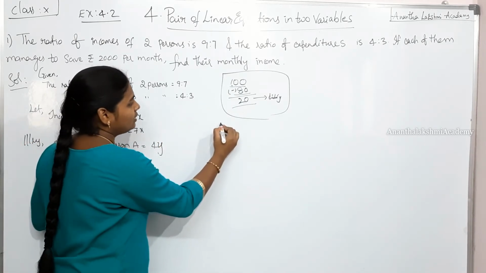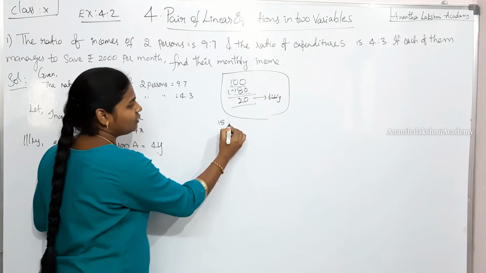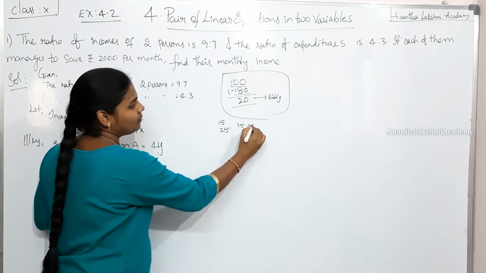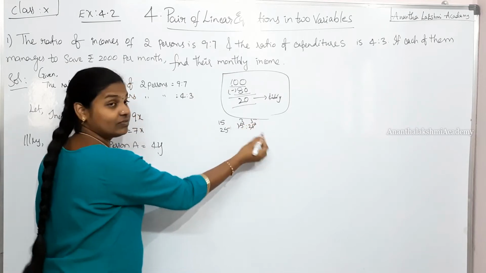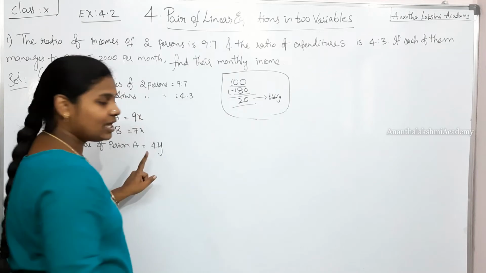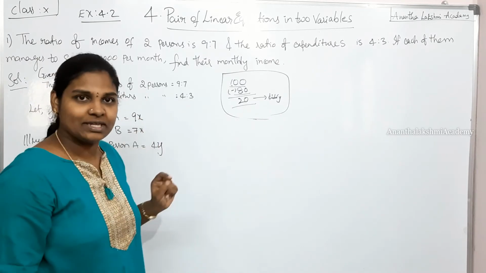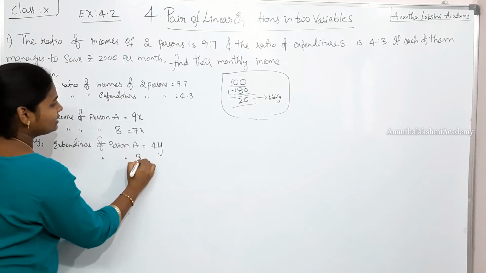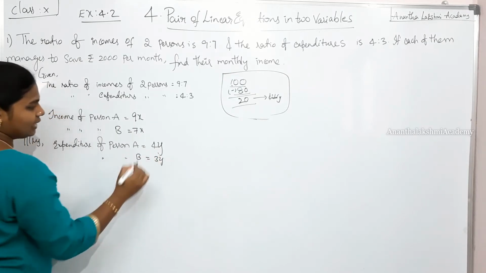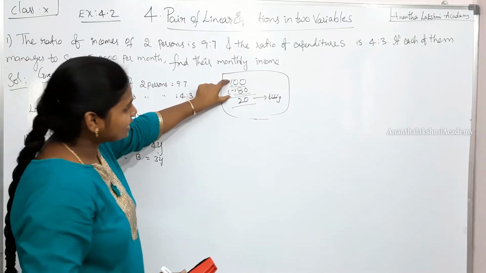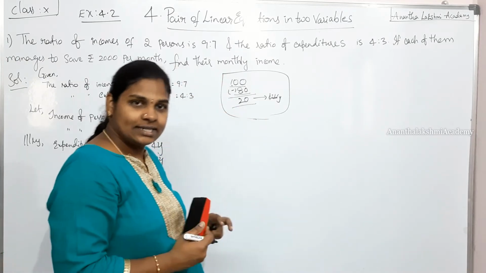So, if you have the expenditure ratio as 15 and 25, when you reduce the ratio, you will end up with 3 and 5, not 15 and 25. That is the reason whenever ratios are given to us, we try to multiply with some constant. Expenditure of person B is equal to, let that be 3y. Now what we understood: income minus expenditure is equal to savings.